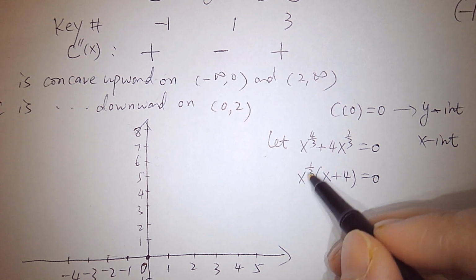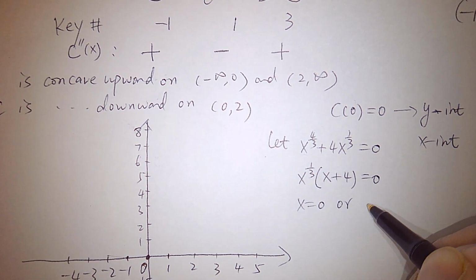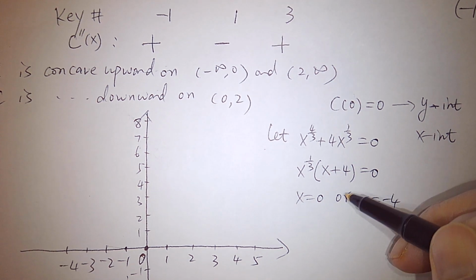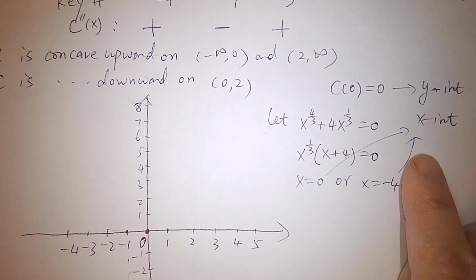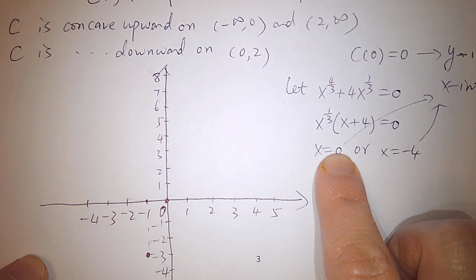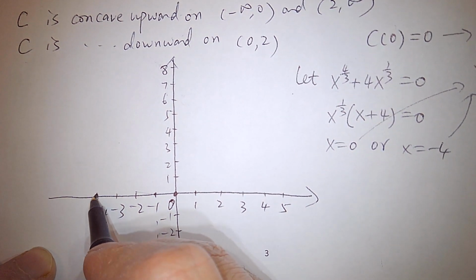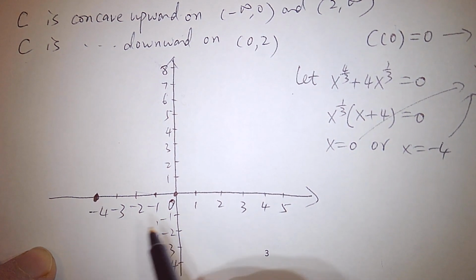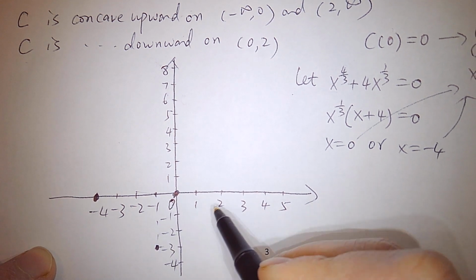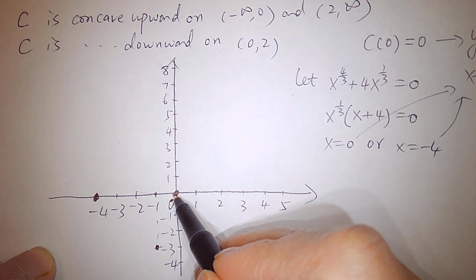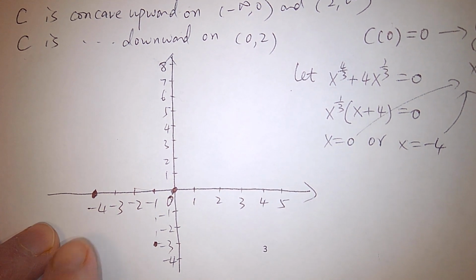So this will give us either x to the 1/3 equals 0, which is x equals 0, or x equals what? -4. So x-intercepts, how many of them? 2 of them. So x equals 0 or x equals -4. So (-4, 0) is an x-intercept, and x equals 0 is an x-intercept. The y-intercept is also (0, 0). You guys, what's good about these 3 key points?